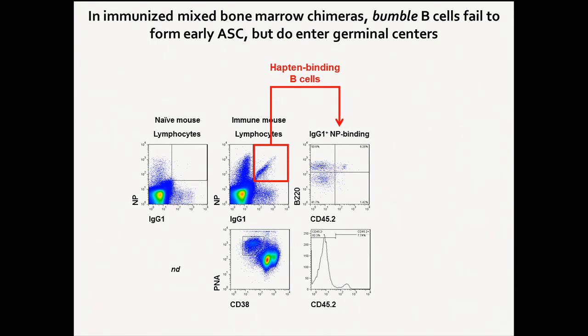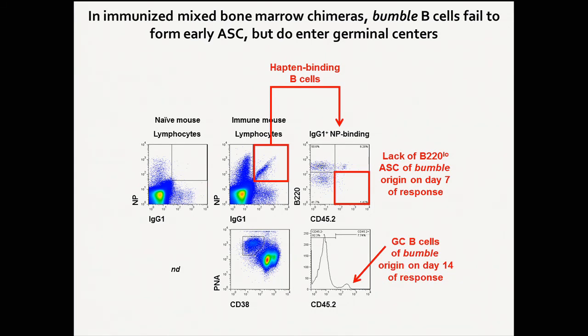When B cells are activated and when they begin to undergo conversion to an extrafollicular plasma cell state, there's normally downregulation of B220, and that you see in the wild type population. About half the cells have undergone such downregulation. But you don't see it in the case of the bumble mutant. Here you find a paucity of B220 low cells, even with regard to the fact that there are fewer of these cells because of their disadvantage in the chimeric setting. On the other hand, we did see germinal center B cells of bumble origin on day 14 of the response, suggesting that they could go to the germinal center and undergo affinity maturation.